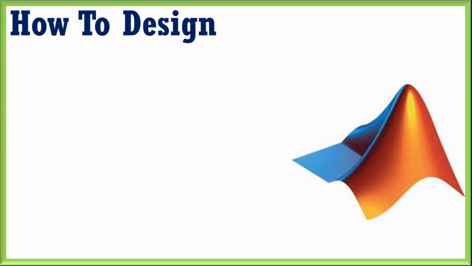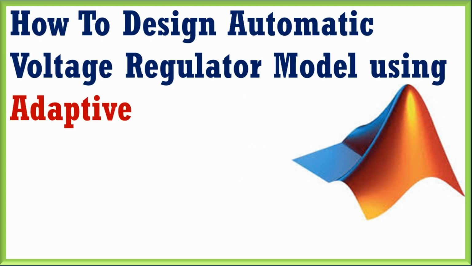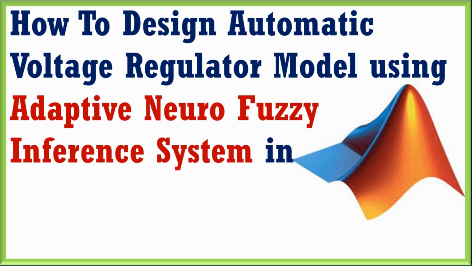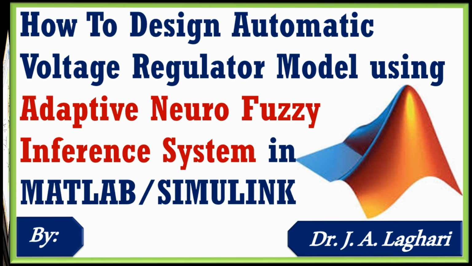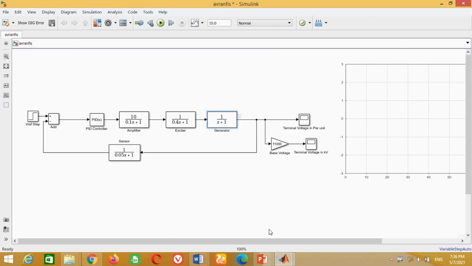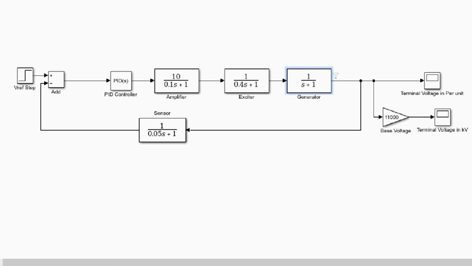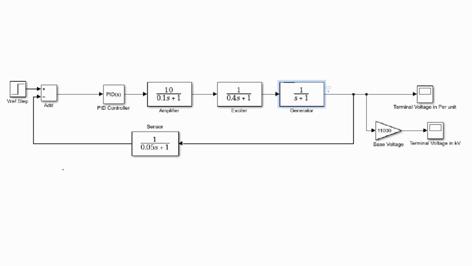Today I am going to teach you how to design automatic voltage regulator model of power system using adaptive neuro fuzzy inference system in MATLAB Simulink software. Friends, the first requirement to apply ANFIS controller is that we must have the conventional automatic voltage regulator model of the power system. For your convenience, I am considering the simple automatic voltage regulator model of the power system as shown here.